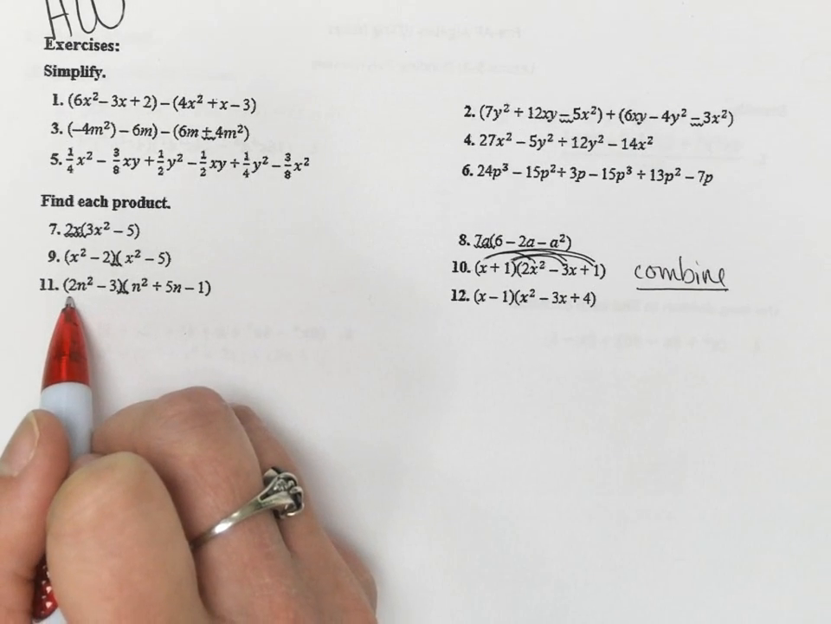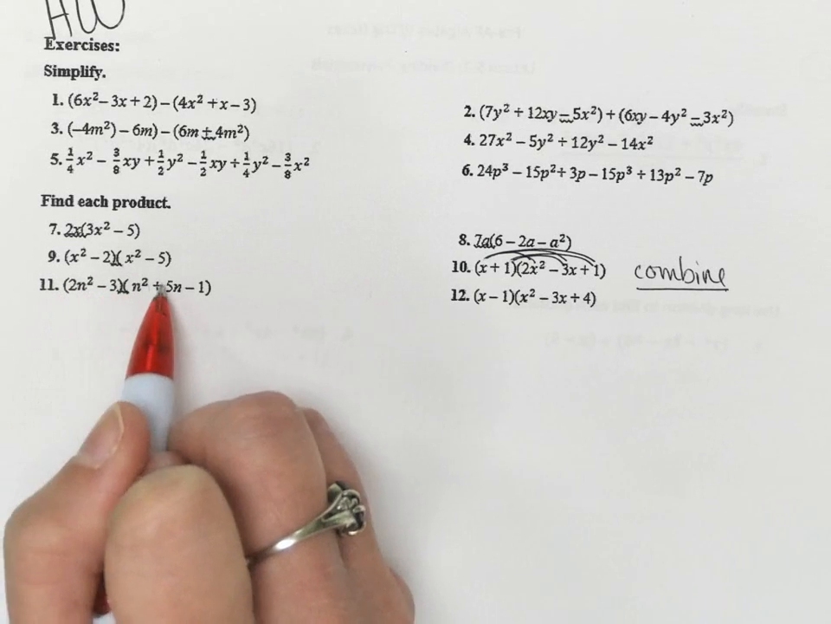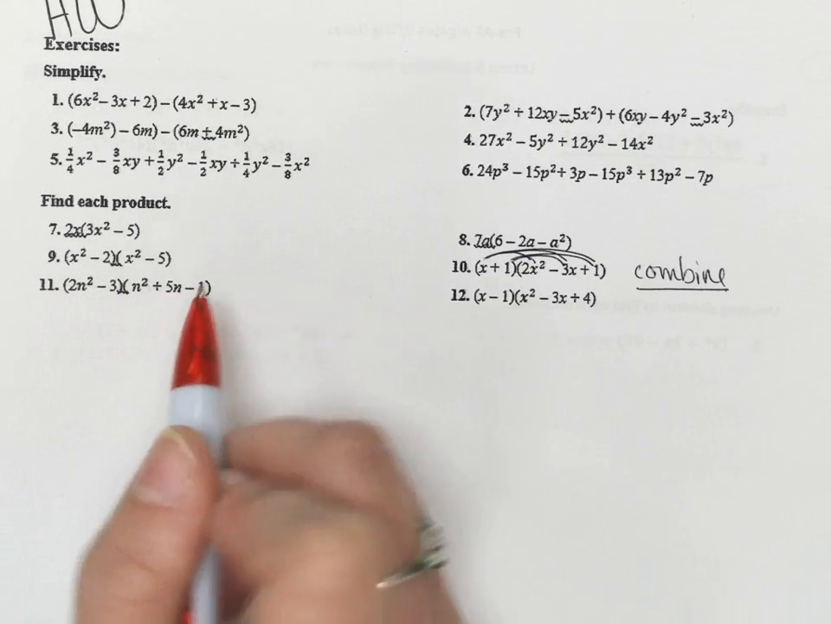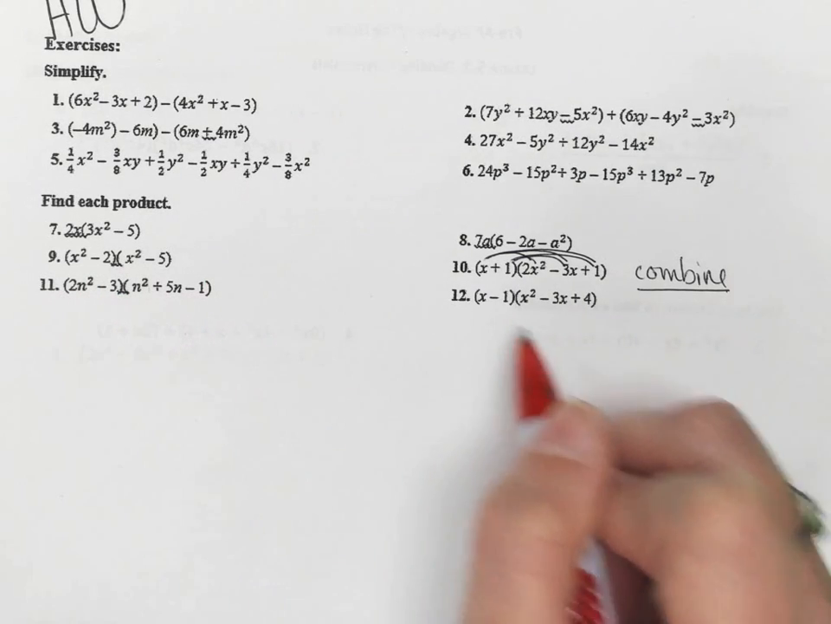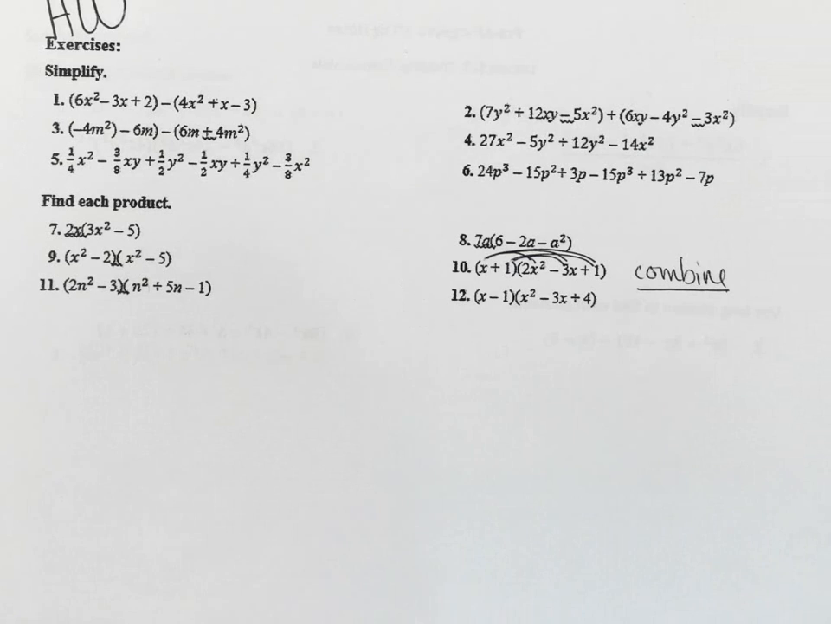Same thing on number 11. Distribute the 2n squared to everything. Distribute the -3 to everything. And then combine. Same thing on number 12. Are y'all okay? If you have a question, what can you do? Email me, or what else? We will turn this in on Tuesday. You could turn it in after Thanksgiving if you would like, but it will be a 0 in the computer until you get it to me. Everybody okay? Alrighty.